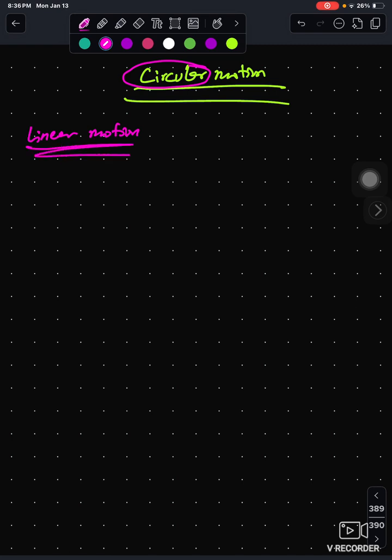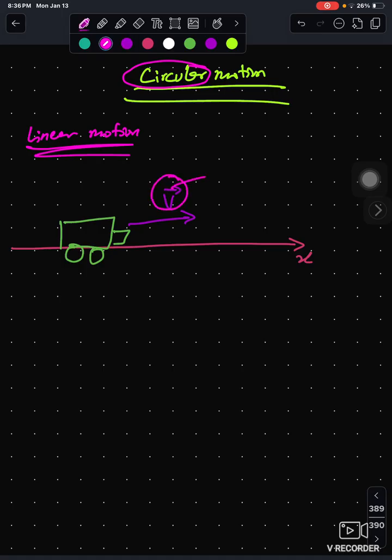Now, when we talk about linear motion, we mostly talk about one dimension, which is the x-axis. So in this we have a straight line, a straight motion. There's no change in direction. In this motion, this is the velocity, and this arrow on top of velocity means direction. We know that velocity has direction and magnitude both. So this arrow represents my velocity.